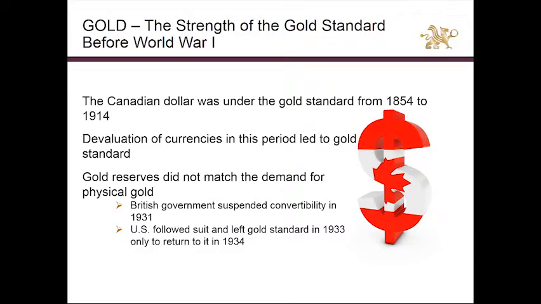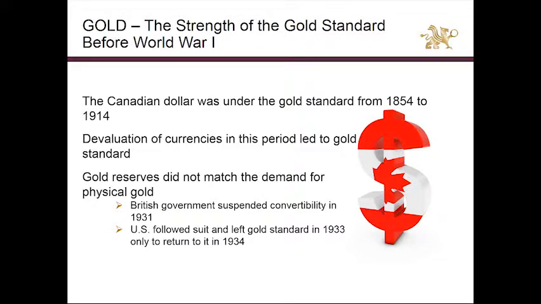The United States followed suit and left the gold standard in 1933, but returned to it in 1934, raising the dollar price of gold from $20.67 per ounce to $35 per ounce. Since more dollars were needed to buy an ounce of gold than before, the implication was that the dollar was worth less. This effectively amounted to a devaluation of the dollar relative to other currencies.